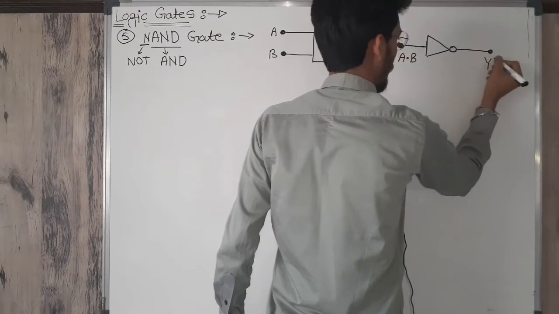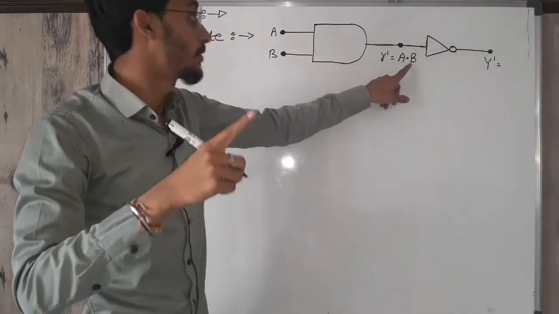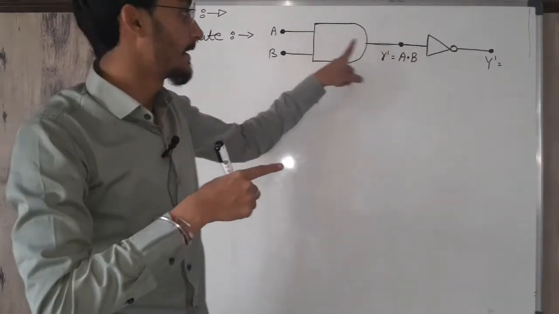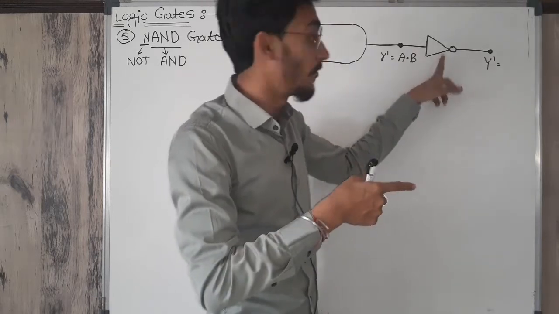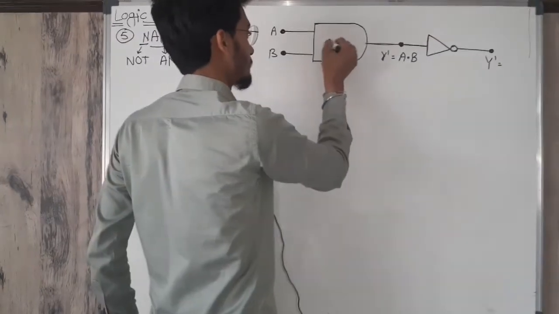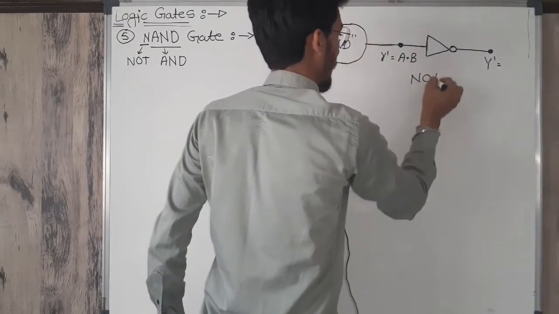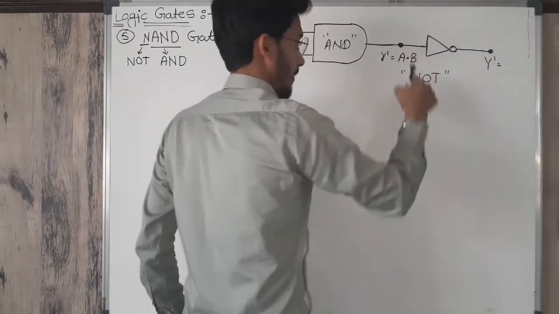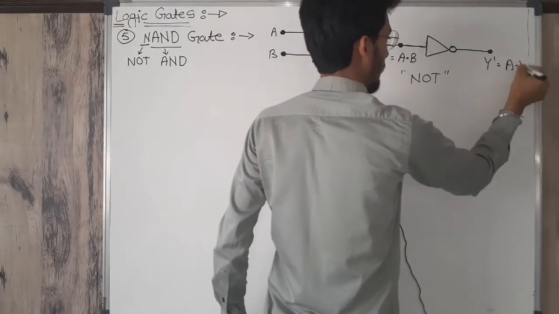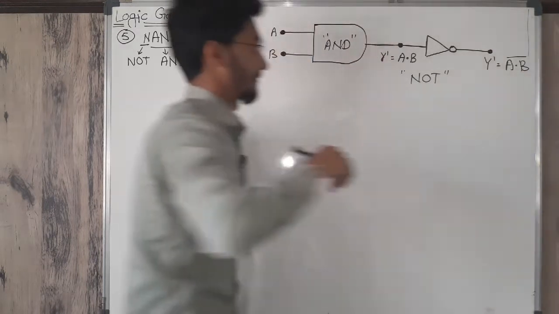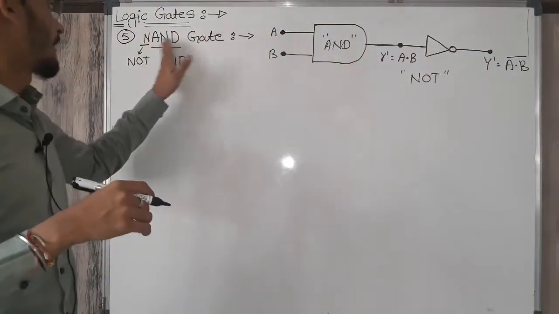So the final output is A dot B, the output from the AND gate, and this output becomes the input for the NOT gate. So that is an AND gate, and that is a NOT gate. So A dot B becomes A dot B bar. So that is the final output for the NAND gate.